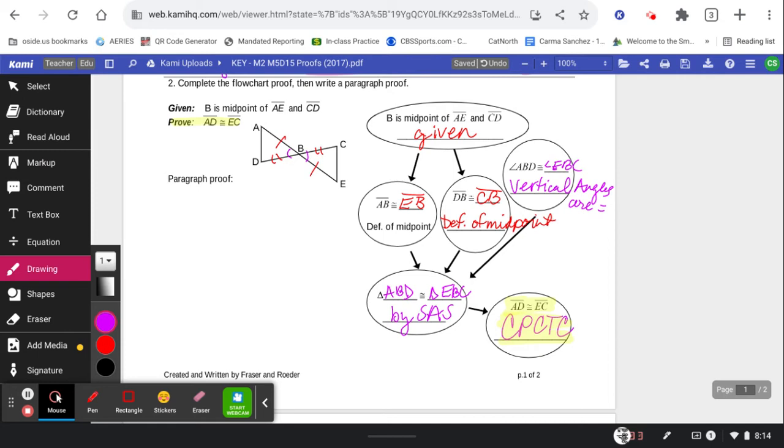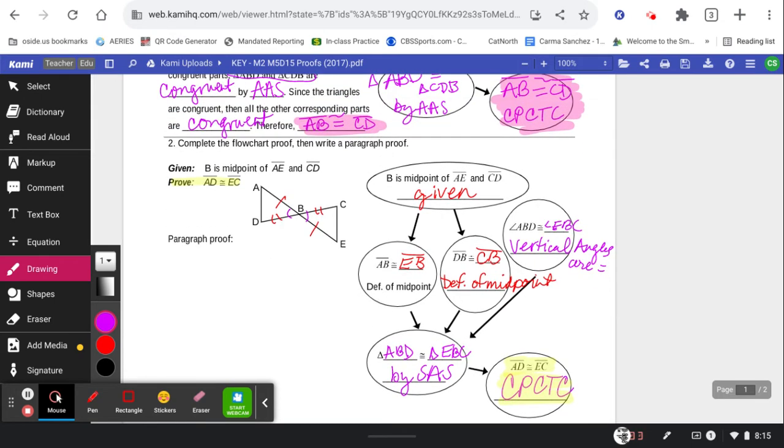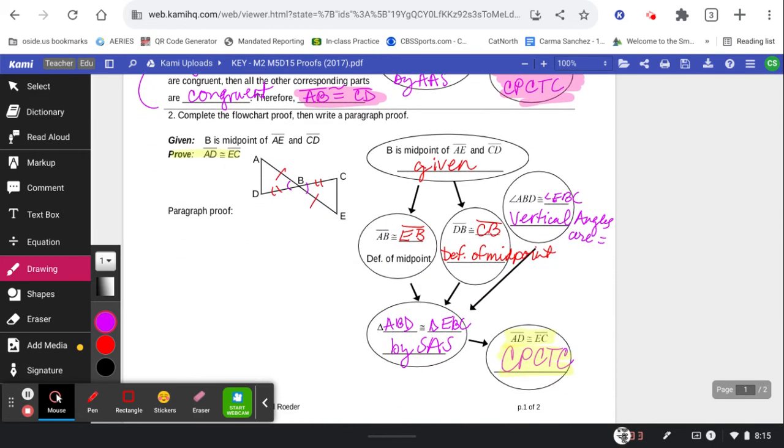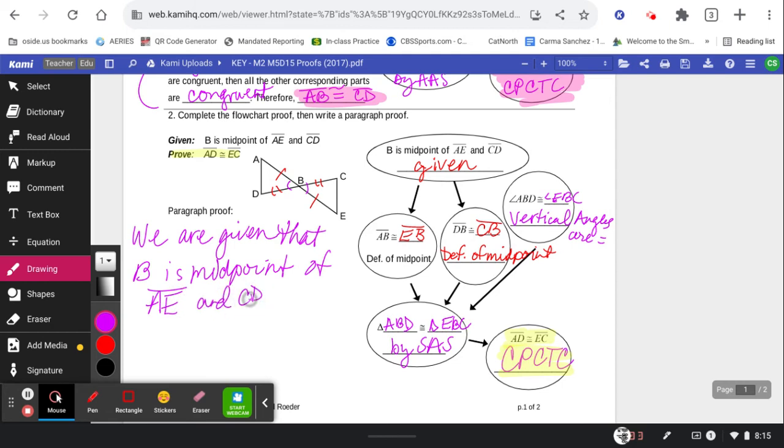Okay, we're going to write a paragraph of this in our own words. So I don't know which one you like to start with. Do you want to start with the paragraph and then go to the flow chart? Do you want to start with the flow chart and then go to the paragraph? In this one, I did it backwards so you could see. But so looking up here as a format, we are given that B is the midpoint of AE and CD.